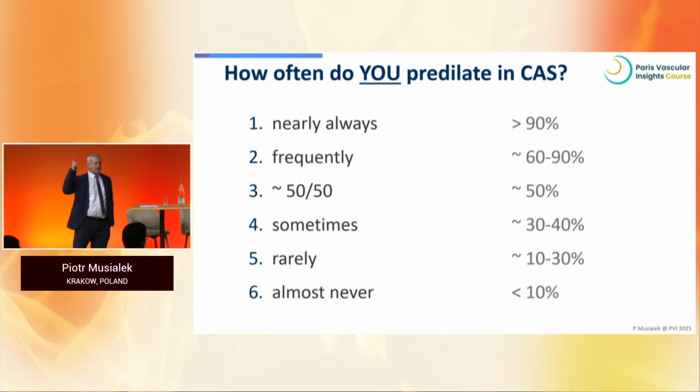Okay, so what we have, 20%? Frequently? Piotr, maybe we may ask at a certain rate of stenosis. For example, it's quite 70%. Personally, I do not predilate. If it's really pre-thrombosed, I always predilate. I think this is the gap.